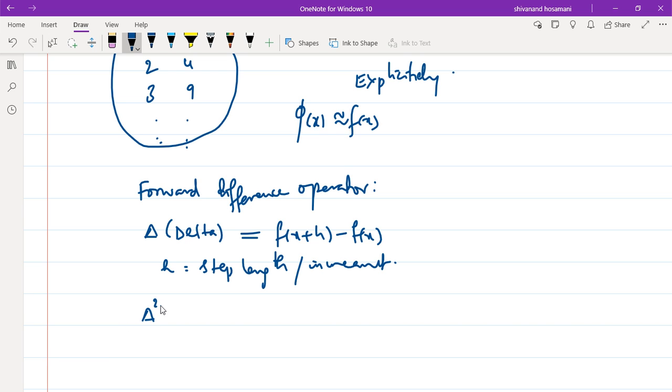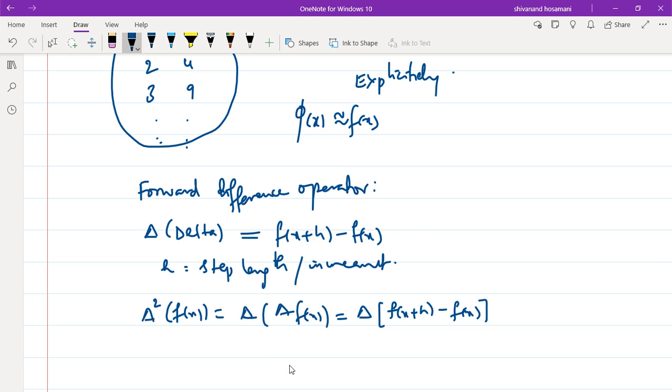delta square, that is the second forward difference operator of f of x. That is nothing but delta of delta f of x, where delta f of x is nothing but f of x plus h minus f of x. So when you apply delta to this value, this becomes the second order or second forward difference.